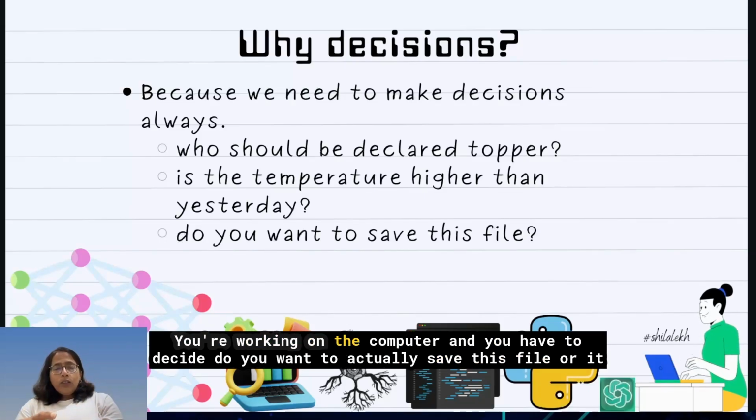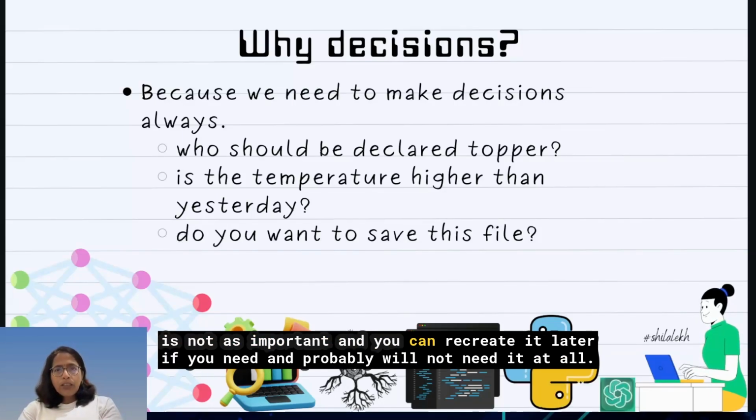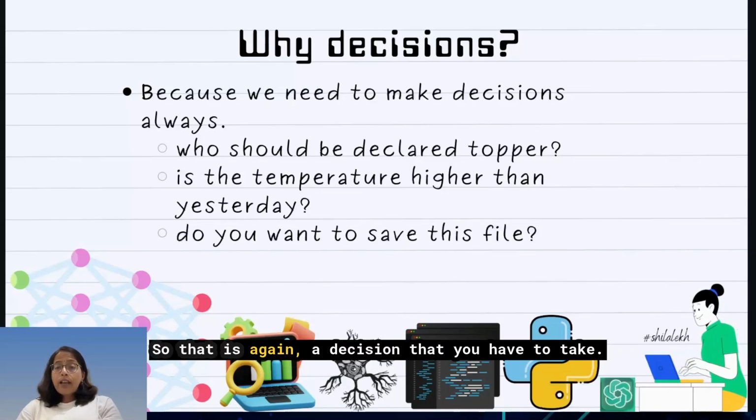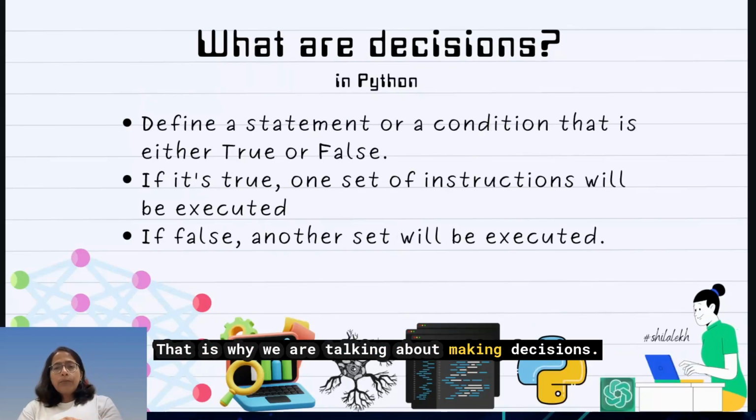You are working on the computer and you have to decide, do you want to actually save this file, or it is not as important and you can recreate it later if you need, and probably will not need it at all. So do you want to save this file or not? So that is again a decision that you have to take. That is why we are talking about making decisions.